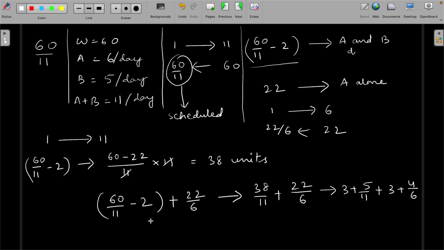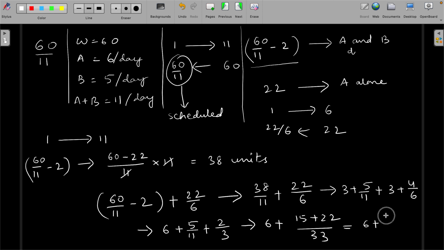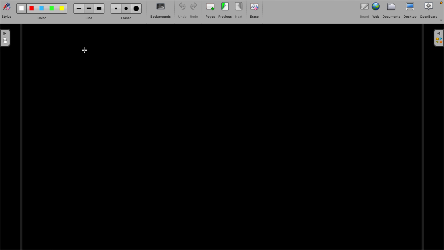Which is nothing but 6 plus 5 by 11 plus 2 by 3, which is nothing but 6 plus (15 plus 22) by 33, which is nothing but 6 plus 37 by 33, which is nothing but 6 plus 1 plus 4 by 33, which is nothing but 7 and 4 by 33.